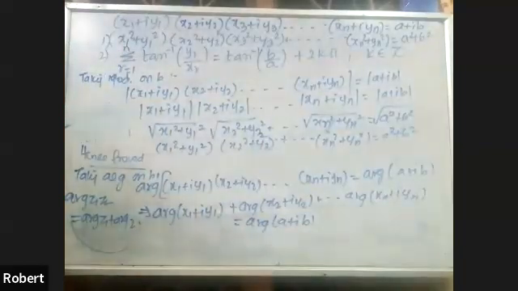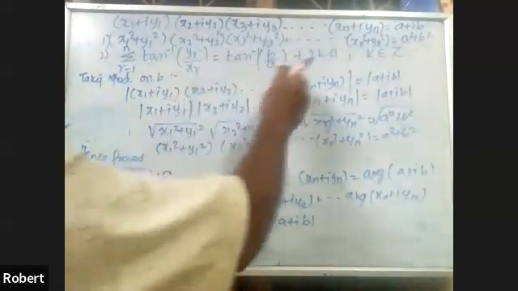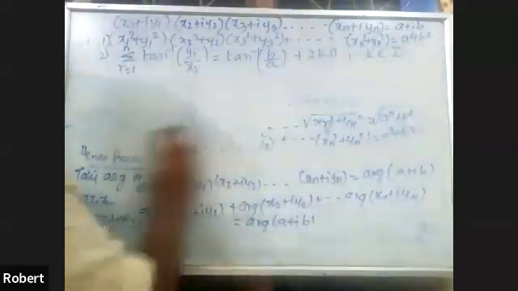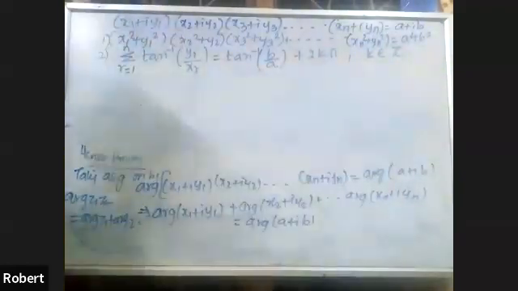Now we have to prove that it is tan inverse of b by a, plus 2k pi. So it is very simple. Now, what has been given? That is the meaning of it.